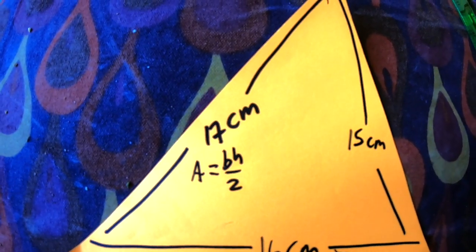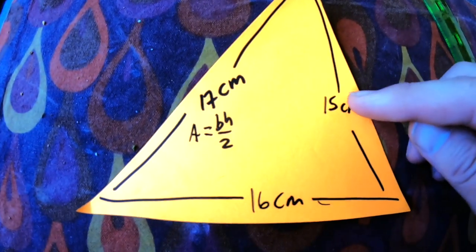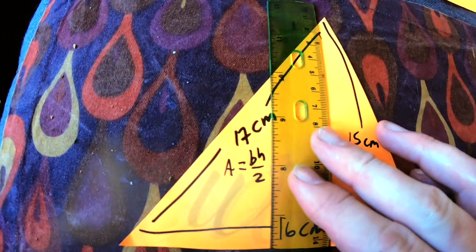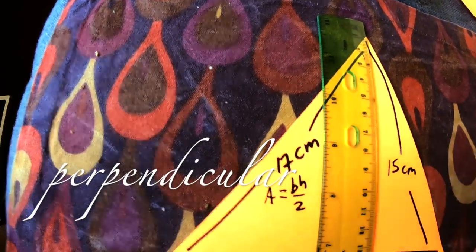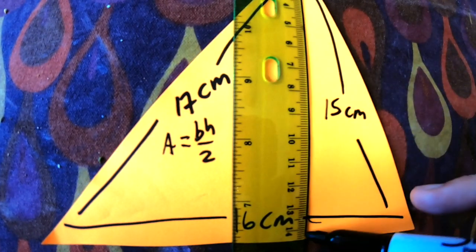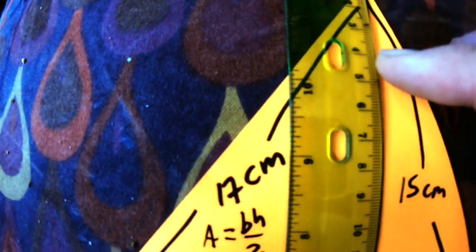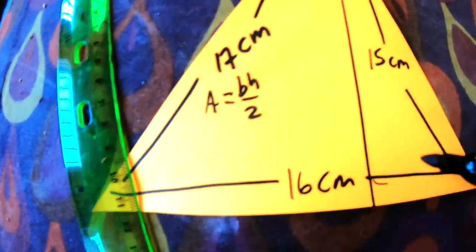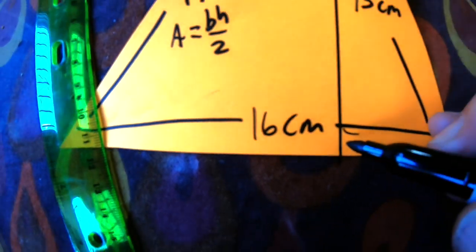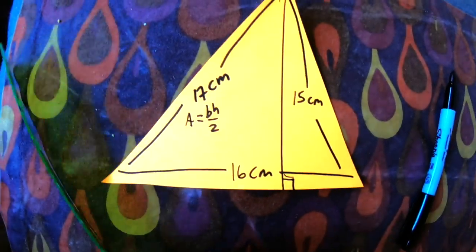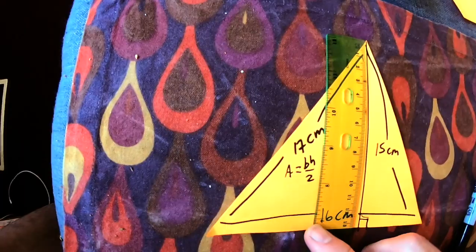Well, here's a very common mistake for 6th grade. A lot of 6th graders will pick this as the height or this as the height, but neither of those are the height. I need a perpendicular line for the height. So it's going to be this line right here, from the vertex straight down to the base, and it's got to be a 90 degree angle, or the lines have to be perpendicular. So that line right there would be the height. So let's measure it and see what we get. 14 centimeters.